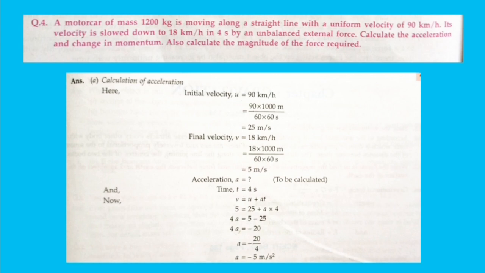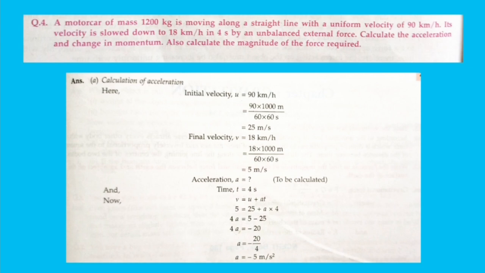Given here are the initial velocity u equal to 90 km per hour. This 90 km per hour we will be converting into meters per second. For this, we take 1 km equal to 1000 meters and 1 hour equals 60 minutes and 1 minute equals 60 seconds. That implies 1 hour equal to 60 into 60 seconds. Substituting these values, we get the initial velocity as 25 meters per second.